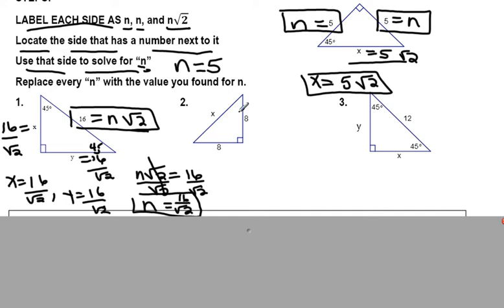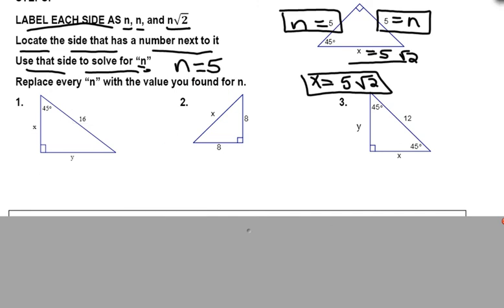Okay, let's try it one more time. In example 2, and I'll have you do example 3 on your own. All right, example 2. Now they don't say it's a 45, 45, 90 triangle, but they do give us two congruent sides. So if we have two congruent sides, this is an isosceles right triangle.